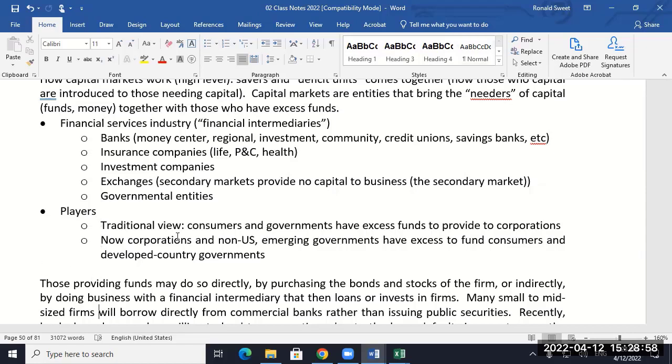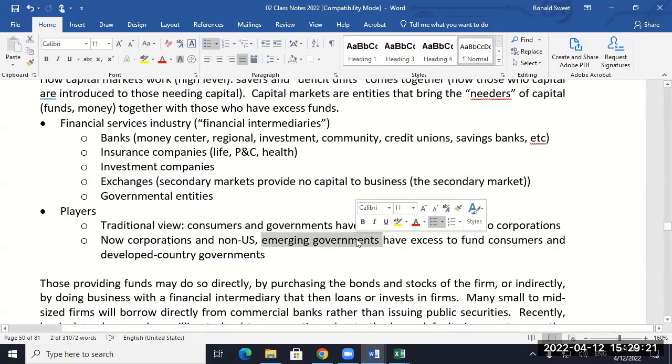Traditional view of this was that governments and consumers have excess money, and corporations in emerging countries need money. That's all switched around. We're all over the place now. Governments need money. Consumers were big debtors, now they have a lot of extra money. It used to be emerging countries were the ones borrowing money. Now it's the emerging countries that have all the money, like China, and it's the rest of us that are borrowing from them. It's a really mixed up bag right now. So who needs cash? Who has cash? Who knows right now?